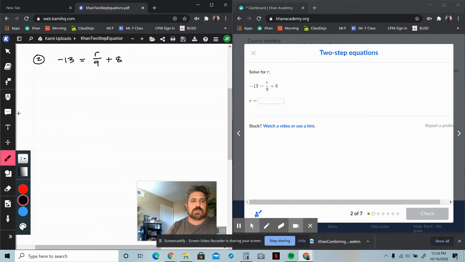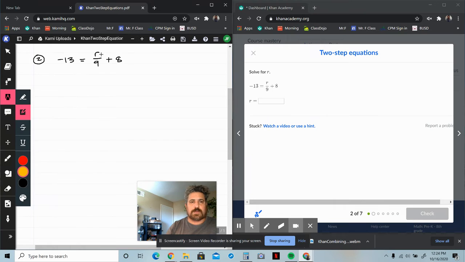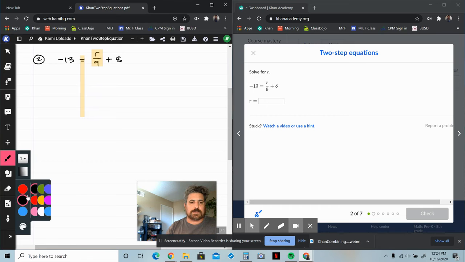Okay? So once again, your goal is to get the variable term by itself. How do we get rid of plus 8? You're going to minus 8, not to one side, but to both sides. So I'll draw the little equals line down there for you guys, and let's do this. So minus 8, not to one side, but to both sides. You're going to get a 0 pair here on the right, and you're going to be left with r over 9. So r over 9 is equal to the sum of negative 13 and negative 8.